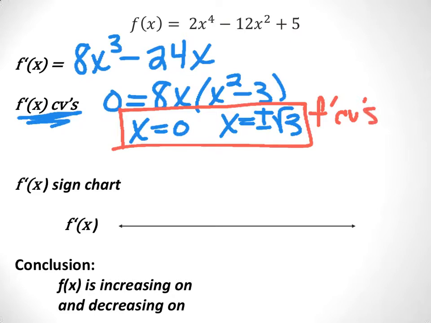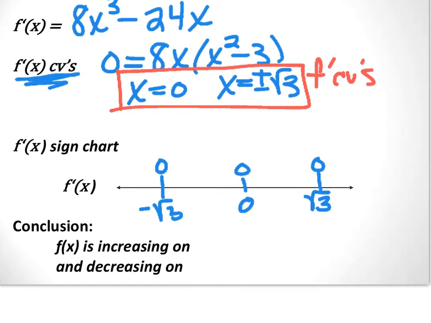Now we're going to put this on a number line, and so we have negative root 3. First derivative is 0 there. At 0, the first derivative is 0. At positive root 3, the first derivative is 0. And we now need to test values in each of these intervals in between.